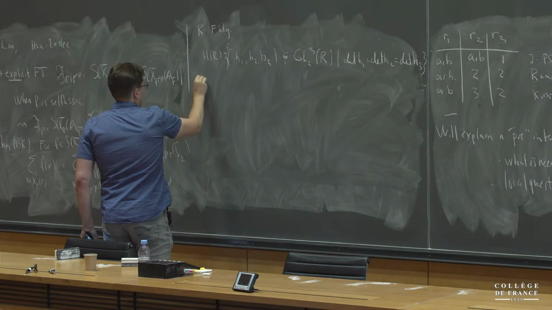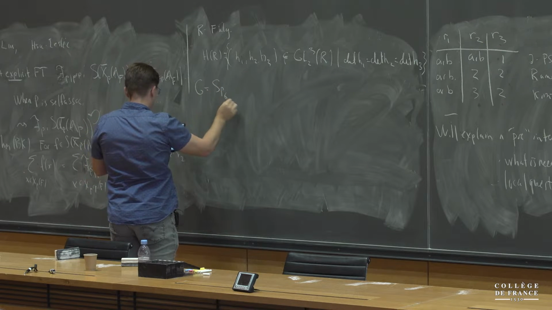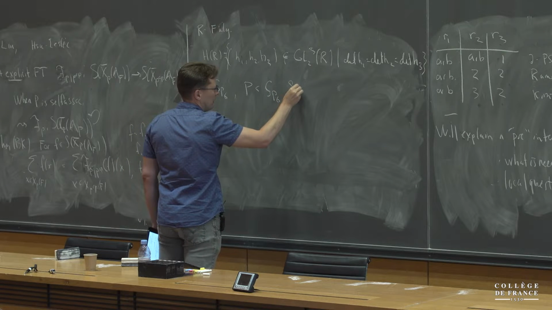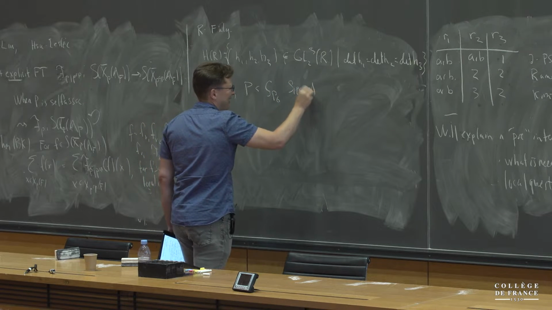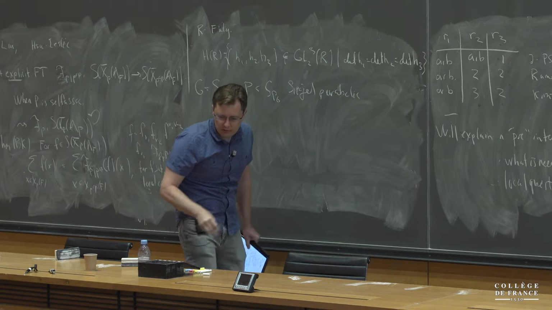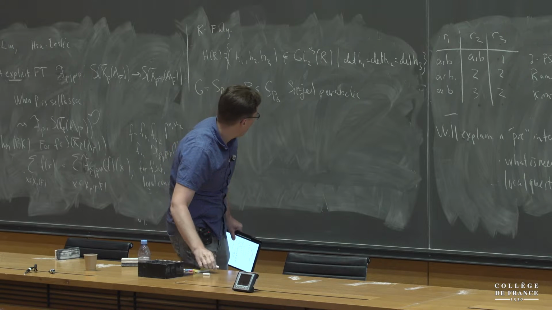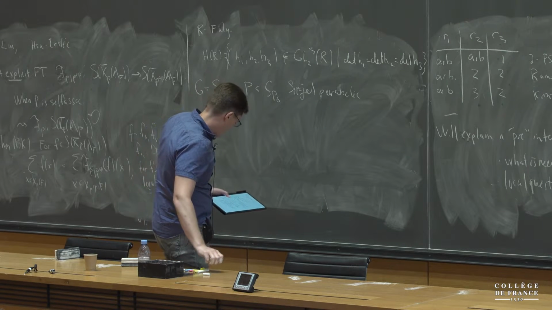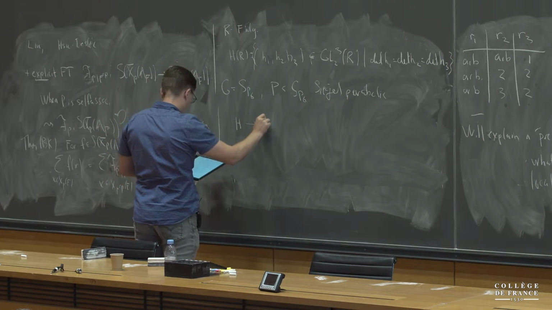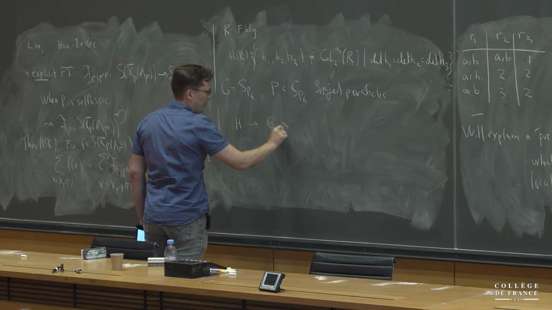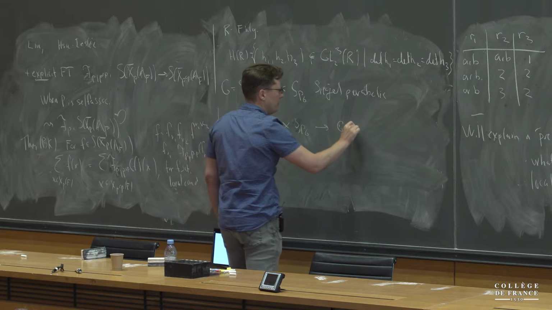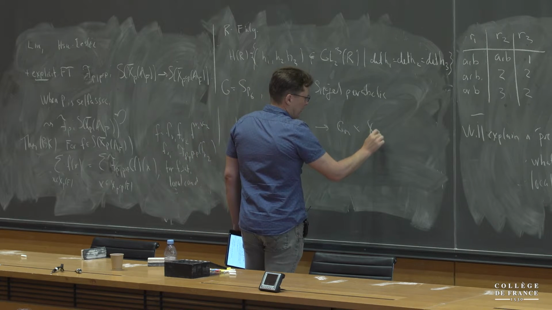Okay, let G be Sp6, and P inside Sp6 the Siegel parabolic. So this is the parabolic that stabilizes some maximal isotropic subspace. And then there's a natural map H goes to GM semi-direct product with Sp6, GM cross X_P.